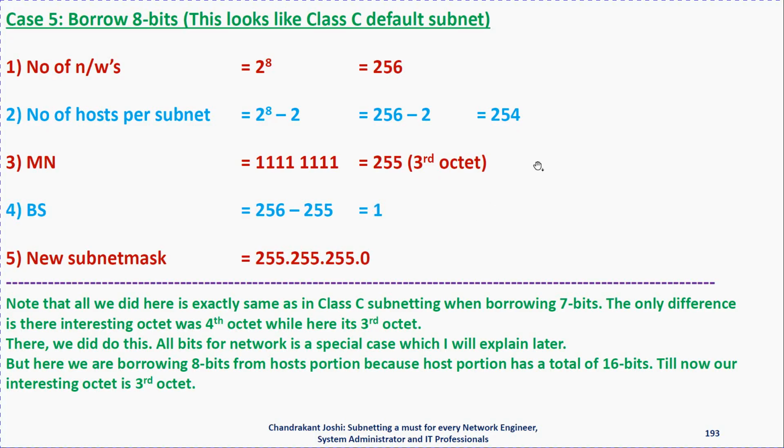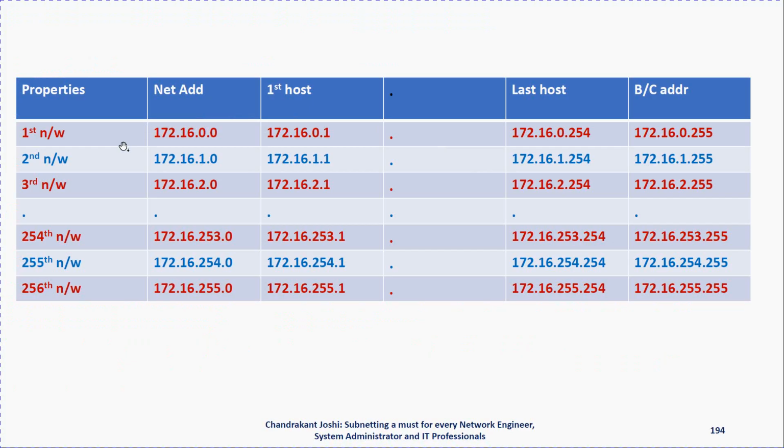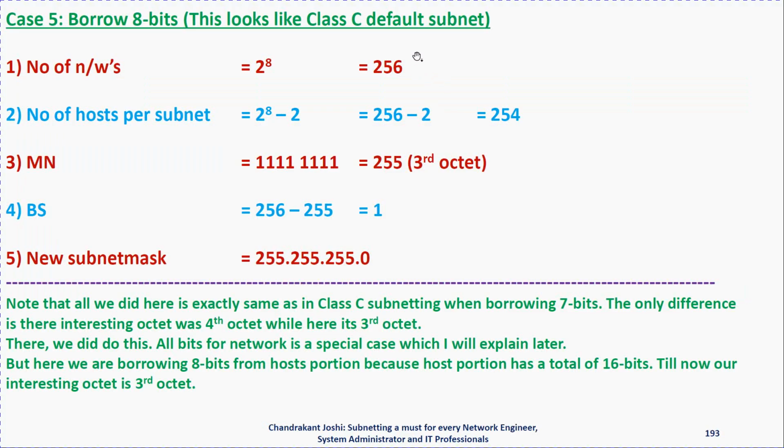So if the first one is 0.0, second will be 1.0, then 2.0, 3.0. Remember block size is 1. So 0.0, 1.0, 2.0 all the way to 255.0. So if we count from 0 through to 255, these are 256. So we get 256 networks.